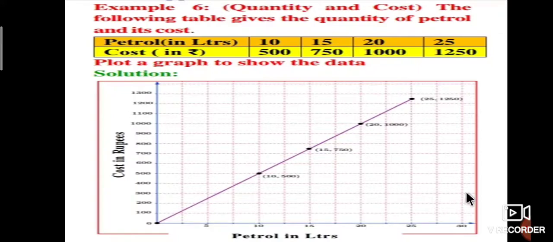Okay, next we have to give the homework. This is the homework problem. Write down the homework problem. Example 6, quantity and cost. The following table gives the quantity of petrol and its cost. Petrol in liters: 10, 15, 20, 25. And cost in rupees: 500, 750, 1000, 1250.